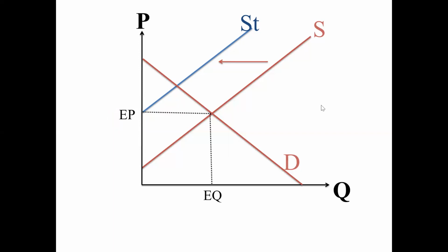S and ST. Then mark the new price and the quantity, EPT and EQT. New price is EPT, new quantity is EQT.